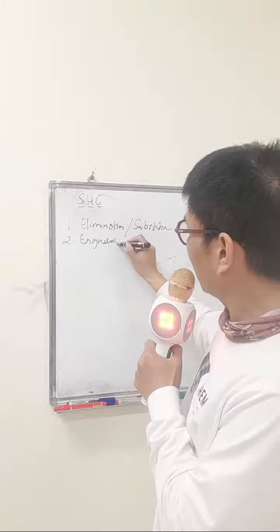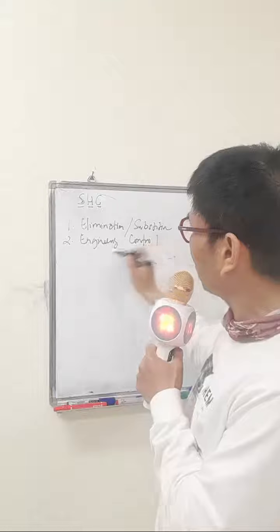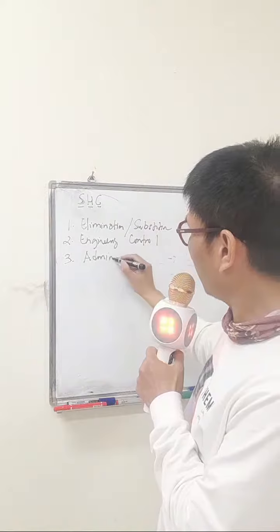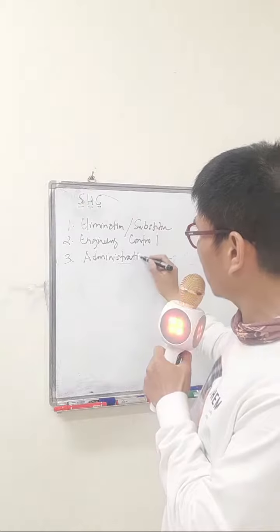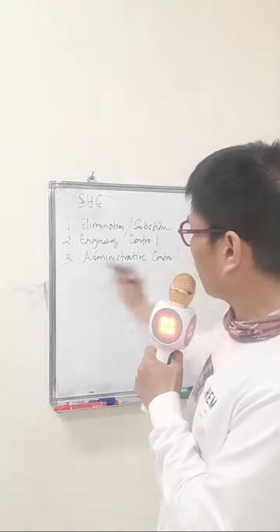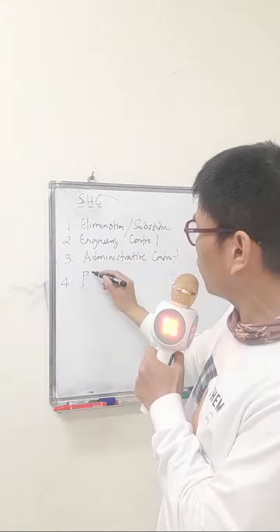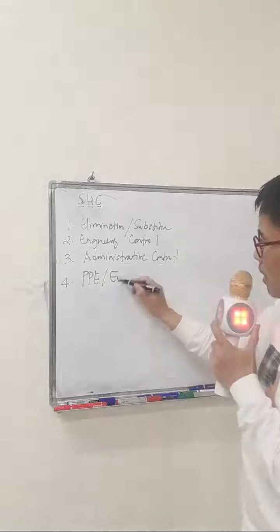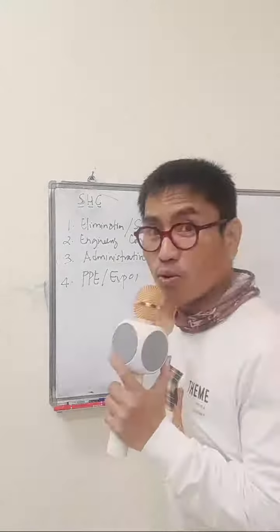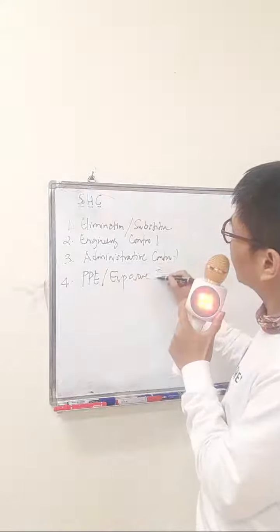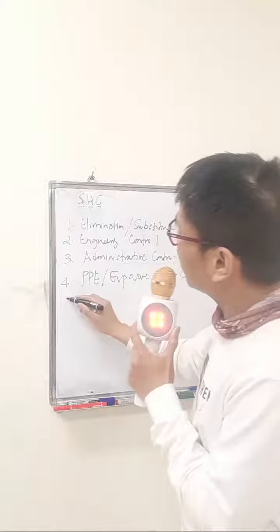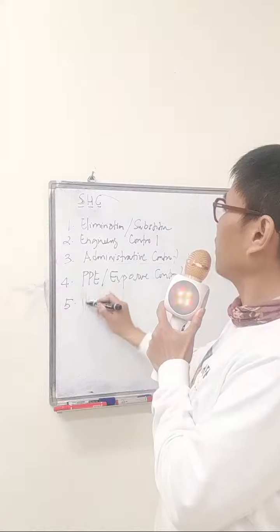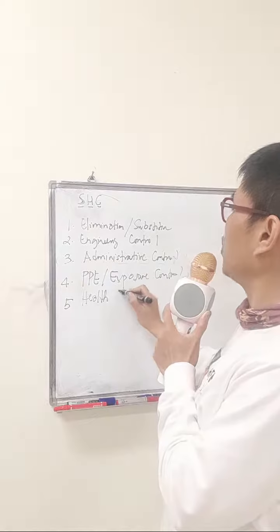Number 3 is administrative control. Number 4, we have the PPE for the exposure control. That's why I discussed exposure, right? So exposure controls. Number 5 is going to be health hygiene.